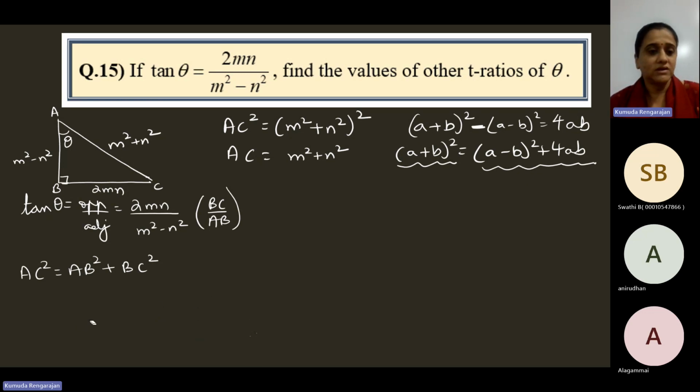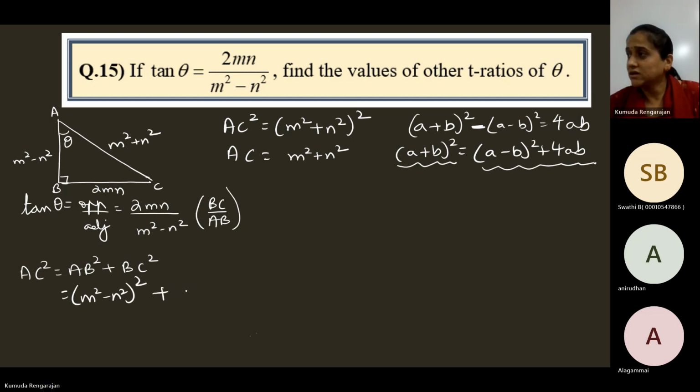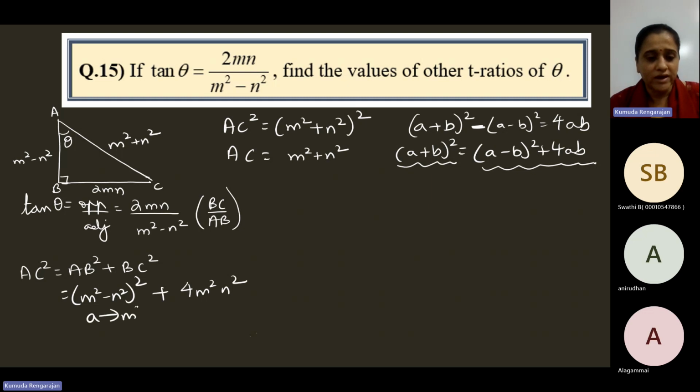So what is AB? Tell me, what's AB? M square minus N square, the whole square. AB square plus, what's BC? 2mn, the whole square. So 2 square is 4, m square n square, correct? Now A is m square and B is n square.